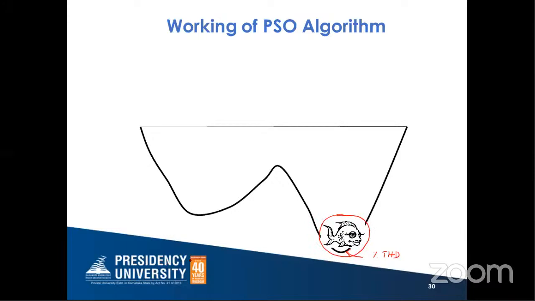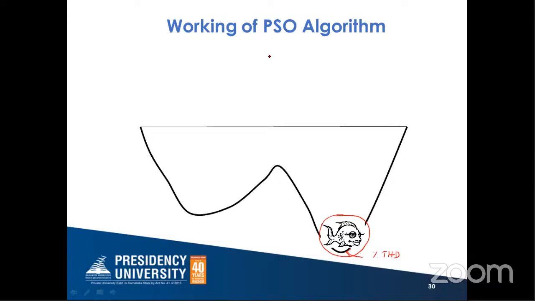There are two fishermen. They are trying to catch the fish. You see how they are catching the fish. And if you mimic the same process in terms of an equation, then you can understand this PSO algorithm. So let me see what happens here.